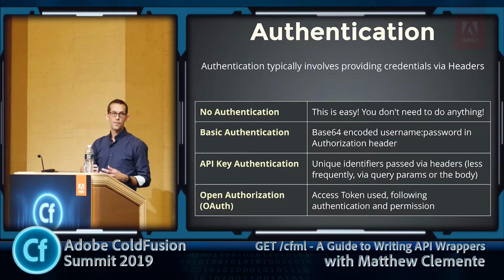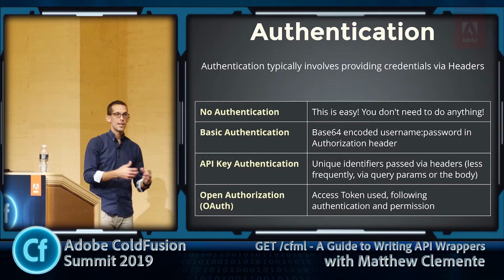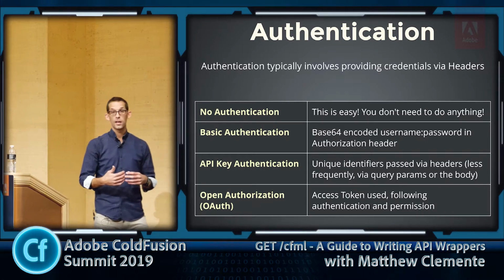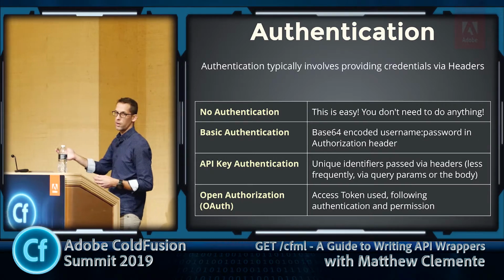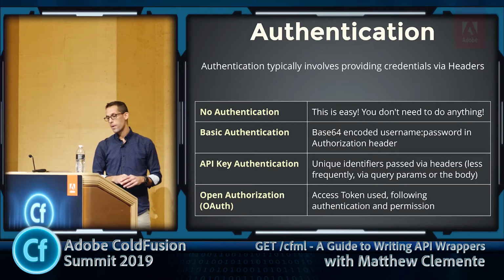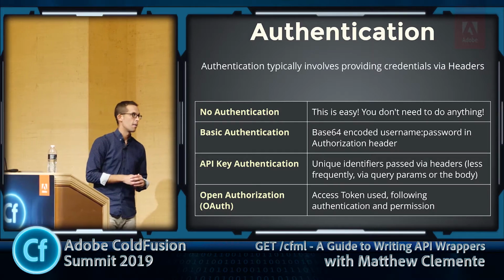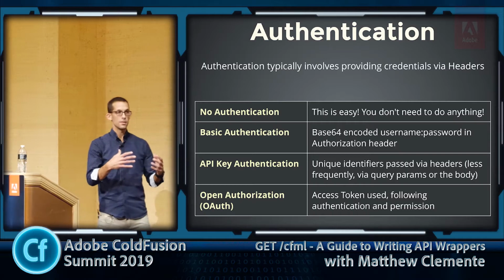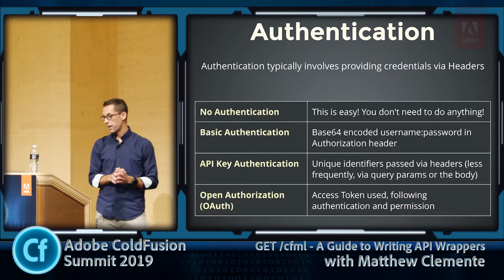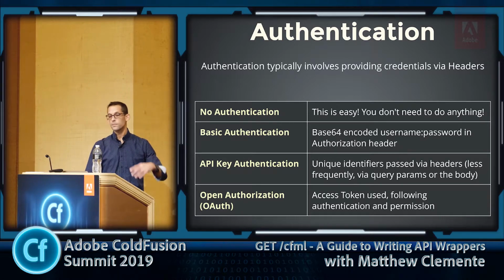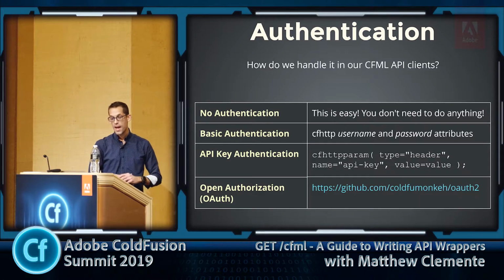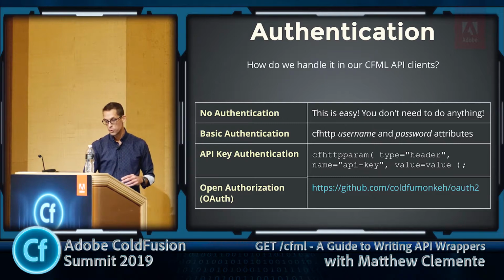Basically, API providers give you a key or some combination of keys and they ask for it back. Usually that's in the header. Less commonly now, they'll ask for it as a query parameter or in the body. They may ask you to pass it in as basic auth. But there's a range of ways that providers will implement API key authentication. And finally, there's OAuth. How do we deal with these as ColdFusion developers?